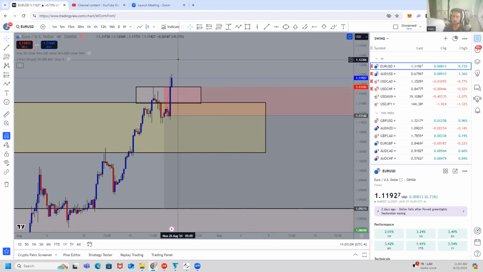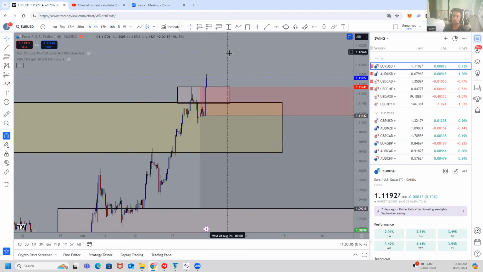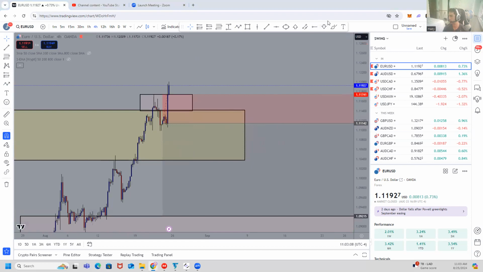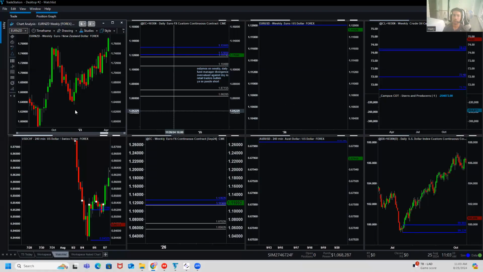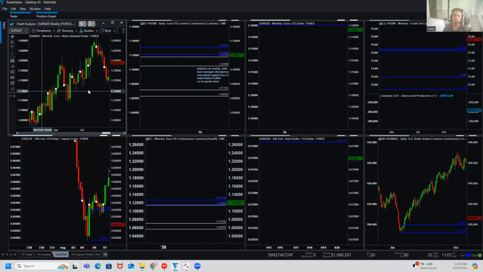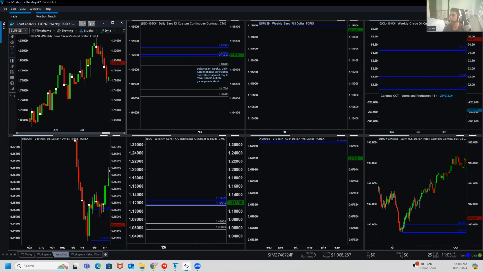I entered the trade just before Jerome Powell announced that they were going to cut interest rates. So that's why it gave us that explosive move and it touched our stop loss. But it is what it is. We continue to look for trades for EURUSD. I'm going to continue to look for shorts on EURUSD. I'm going to show you guys why in a second.